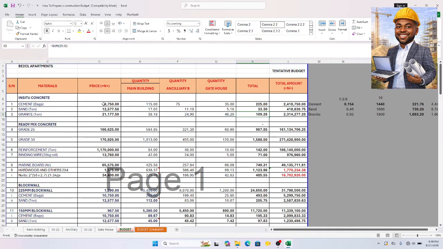Now, when I prepared this budget in the office, cement was 10,750, but we know it's no longer 10,750. It's 10,000, right? Because I have to add VAT. The same thing for sand. Sand was 11,700, but sand is at 12.5 now per ton. While granite is even way more. Granite is about 25,000 now per ton. So when you prepare your own budget, you ensure you use the current prices of these items.